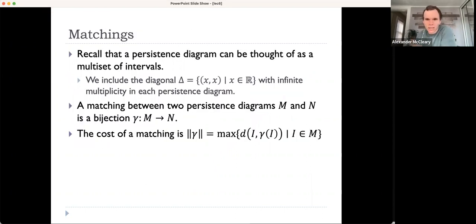Yeah, so formally it's this, right? So gamma is a bijection. And so we can think about gamma as just matching intervals in M with intervals in N. The cost of the matching is just, we're going to look at each interval I in M. That interval is going to get matched to some interval gamma of I. And we want to look at the distance between those two intervals, I and gamma of I. And then we're going to take the max over all such intervals, and that's going to be the cost.